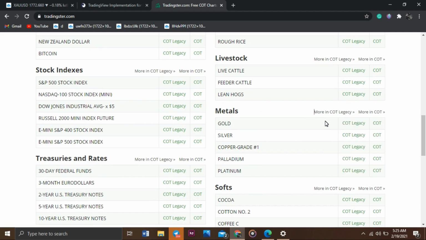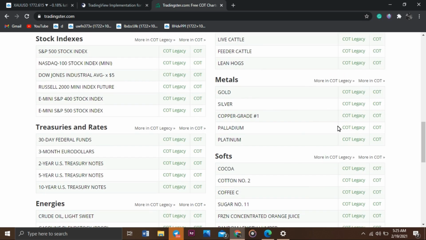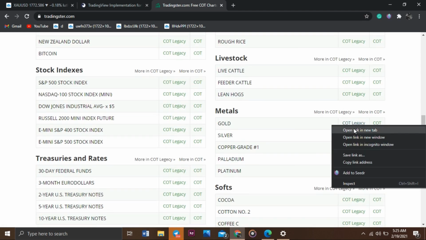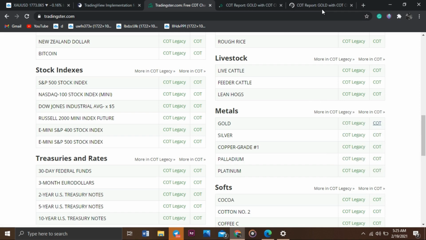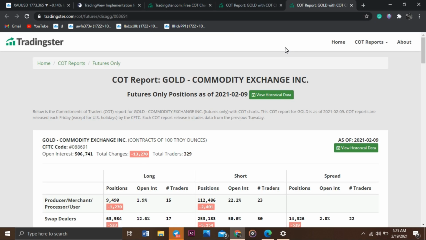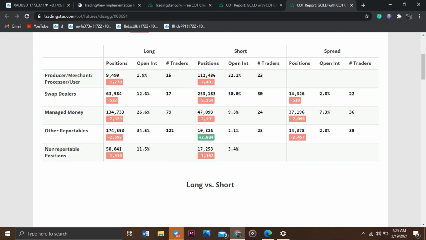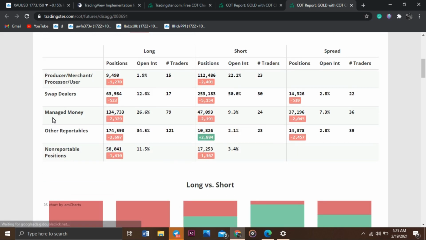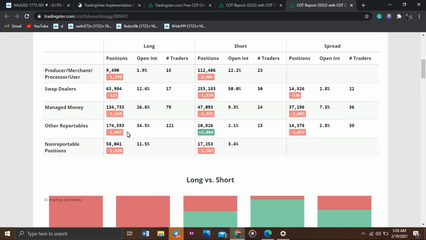Let me just show you guys this real quick. When you come to the trading star website, especially if you want to open gold like this, we have the COT legacy and we have the COT disaggregated. Basically they are all the same thing, but some are more detailed than the other. When you come to the disaggregated, you have the producer, merchants, swap dealers, and managed money. It's the same thing as the commercial, non-commercial, and non-reportable traders. They are all the same thing, but this one is much more detailed.